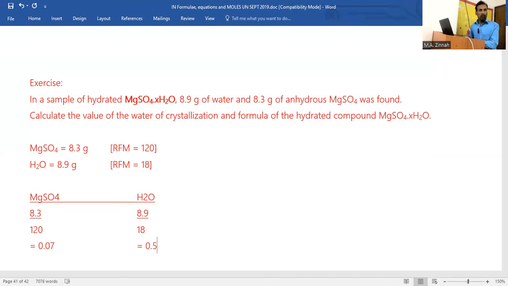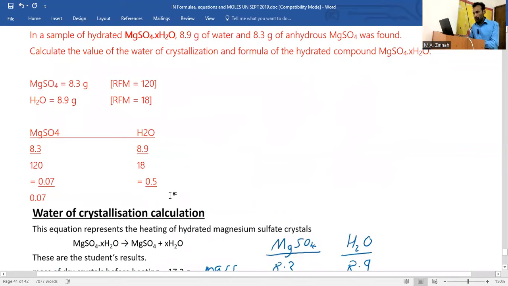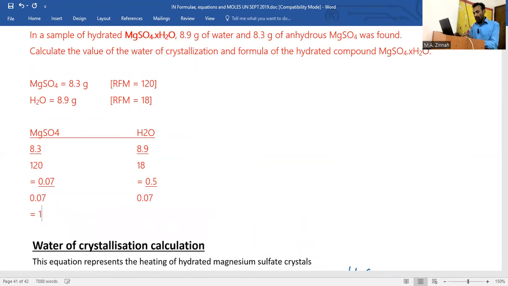Now we need to convert them into the simplest ratio. How to do that? We need to divide both of them by the same thing, right? 0.07. So this will give 1, right? And this is also 0.07, right? And what do you get? First one will be 1 and the second one, 7.14. 7, very close to 7.